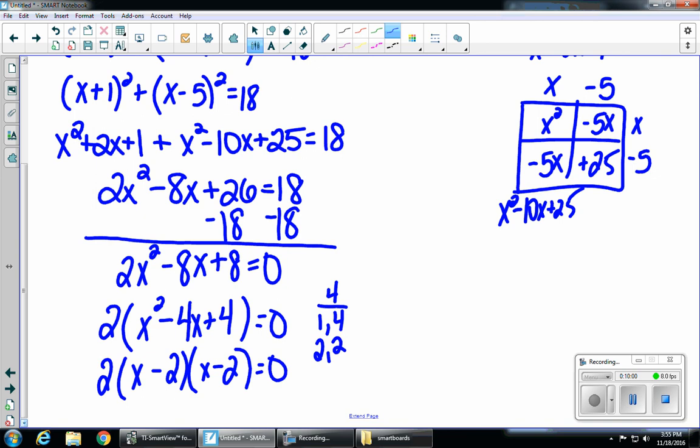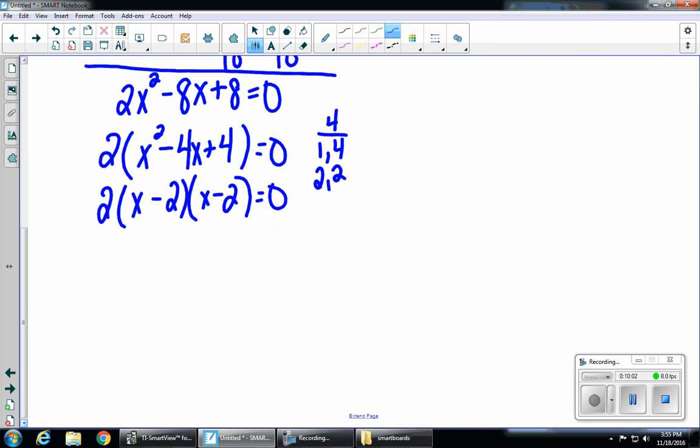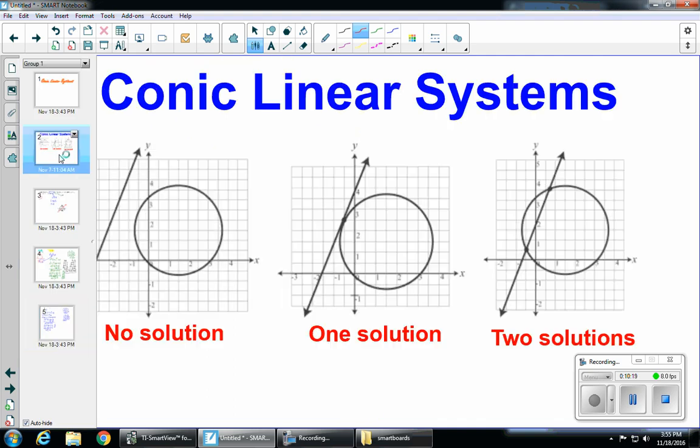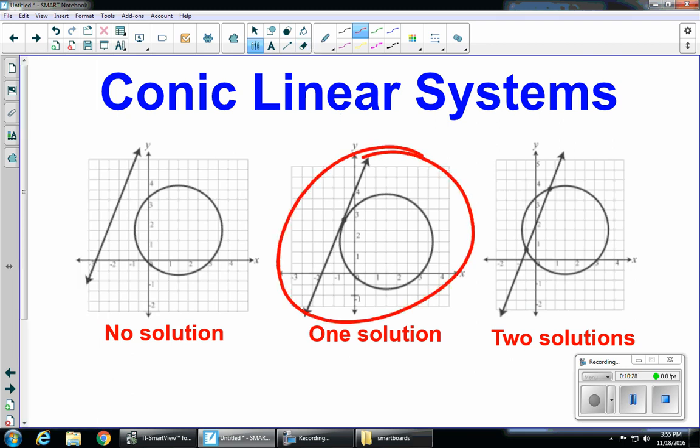So now I want to tee off. But if you notice, when I tee off, I get the same answer. x equals 2 comes up twice. So that means this time there's only one point of intersection. If I go all the way back to those 3 pictures of my possibilities, it's going to be this middle piece in here because there's only one solution. There's only one x value. So it's going to give me a point that's tangent.